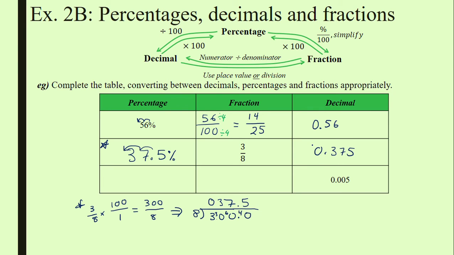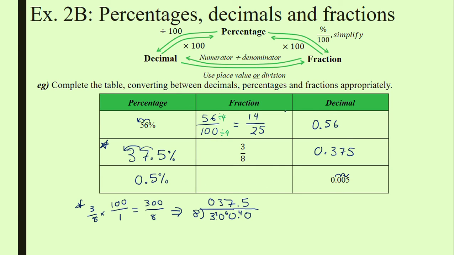0.005 as a percentage. When we were converting percentages to decimals, we moved the decimal point back 2. To go in the opposite direction, we need to multiply by 100, which is the same as moving the decimal point forwards 2, or to the right 2. And that just gives us 0.5%. And that's the same thing as multiplying by 100. Last little bit now, we're almost there.